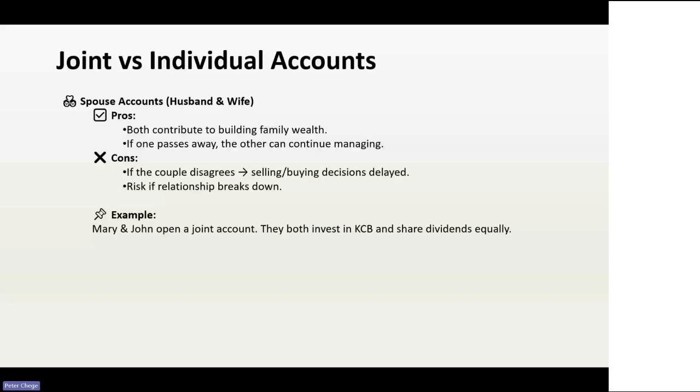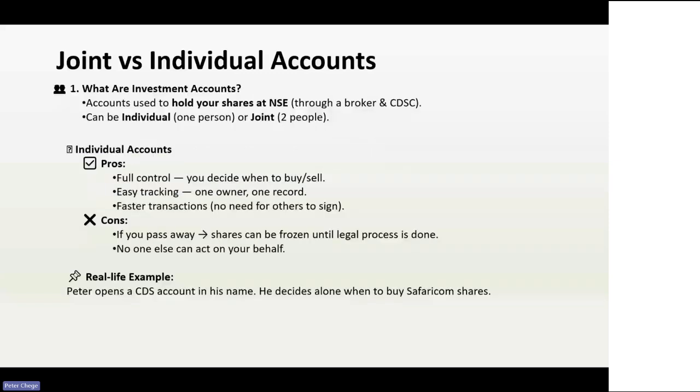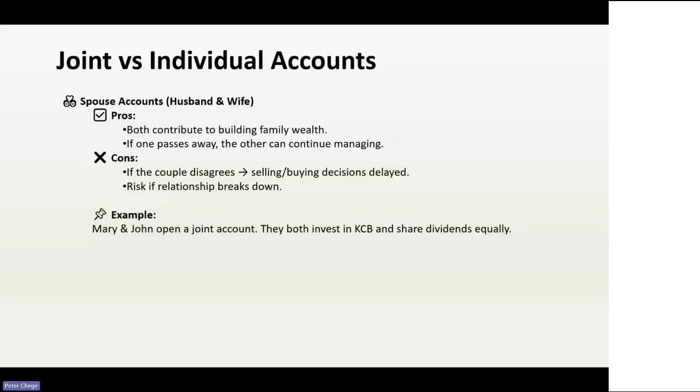So you already have your individual accounts, which you have opened here. Then you come and open joint accounts, now both of you. So individually, you are buying your shares. Then as husband and wife, you are building your wealth together. So you contribute towards that portfolio. And if one passes away, the other can continue managing the account.